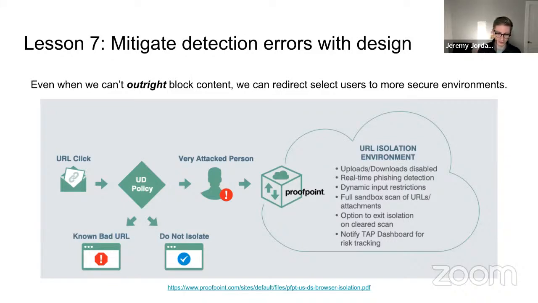One example from Proofpoint is their isolation browser. Here we're looking at URLs and evaluating if a URL is malicious or benign. But say there's a URL that we're not entirely sure about, we can't conclusively say that it's malicious. But we also know that this person gets attacked a lot. So we might have them open that URL in this isolation browser, which is a more locked down environment, and can prevent the user from accidentally leaking information that they might not want to. So in cases where we can't outright block content, we can redirect some of those users to more secure environments based on additional context.